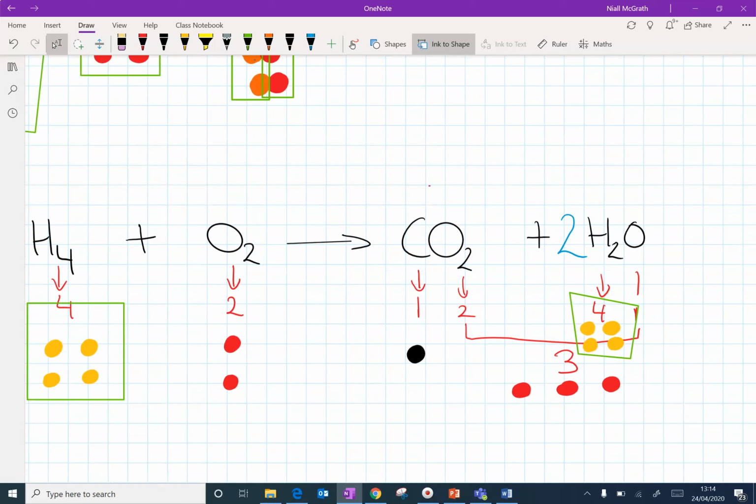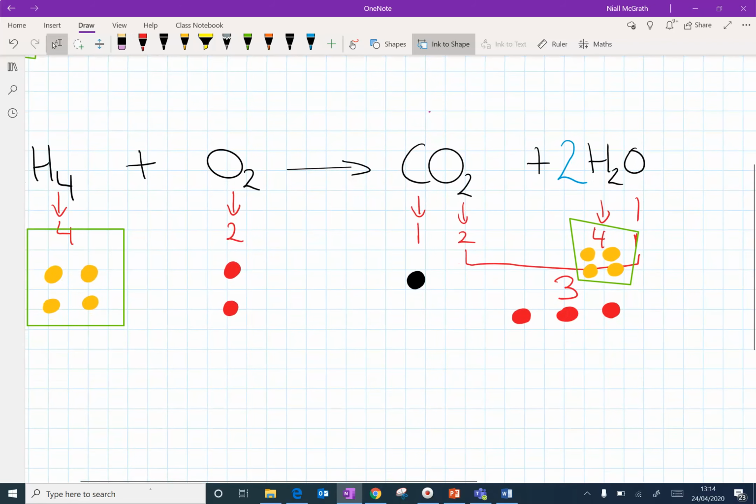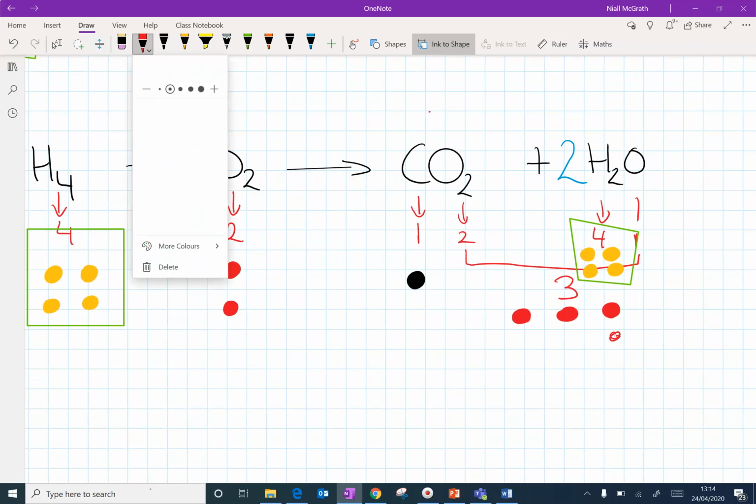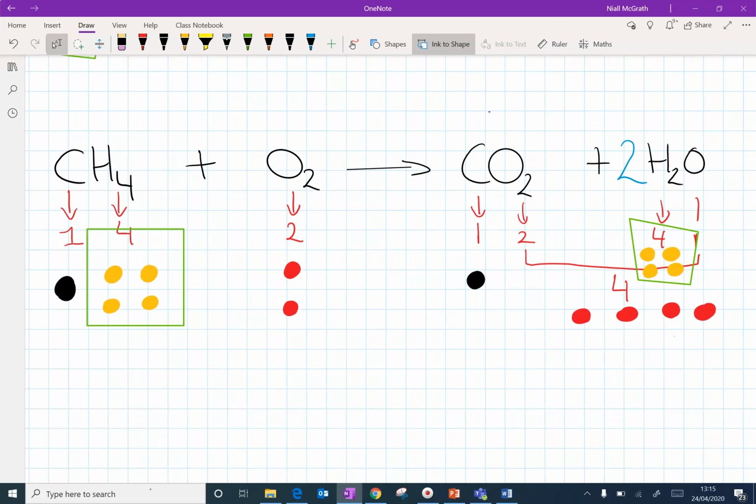Now, what that also does is mean that we now have 2 oxygens over here. So we actually have 1 more oxygen than we had before. So now we have 4 oxygens. Now that of course doesn't balance because we have 4 oxygens now on our right and we only have 2 on our left hand side.